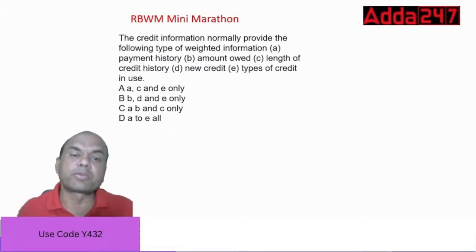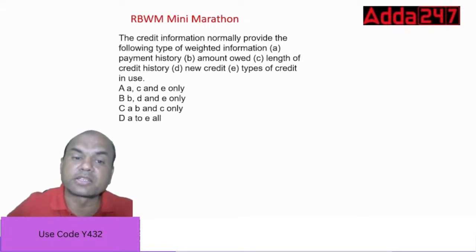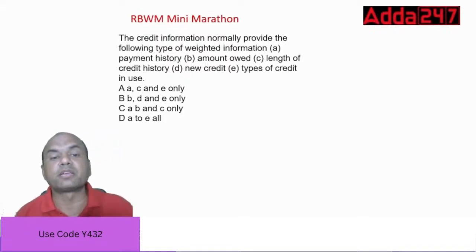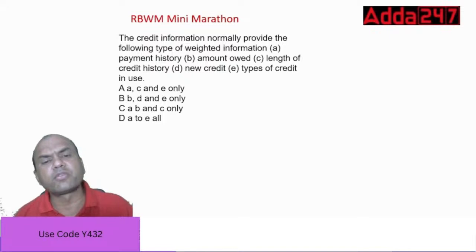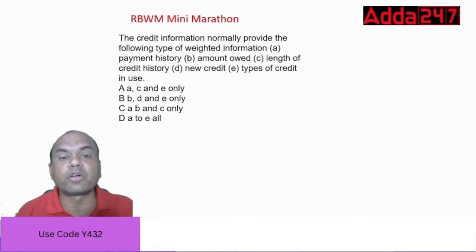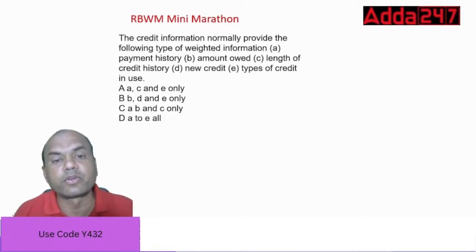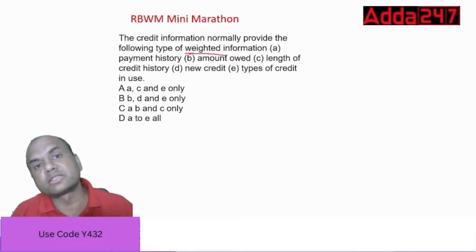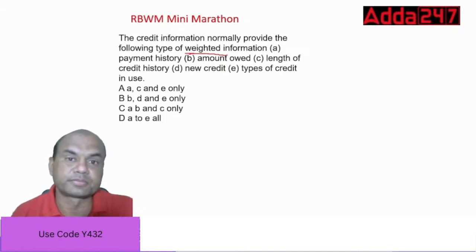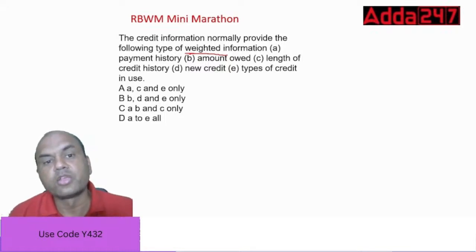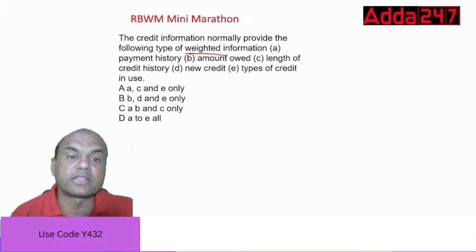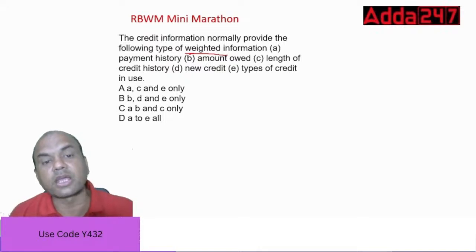The credit information normally provides the following types of weighted information: payment history, amount owed, length of the credit history, new credit, and types of credit in use. So this report will give what? Which type of weighted information? Weighted means what? Always remember this word. It means whichever is the latest information will be shown first, and whichever is the older information will be shown last. Okay. So payment history, yes. Amount owed, yes. Length of the credit history, yes. New credit, whatever new credit is taken, is that also included? Or types of credit in use?